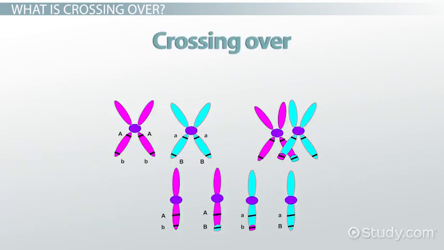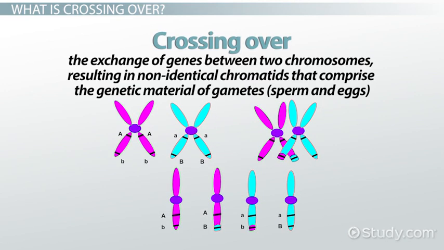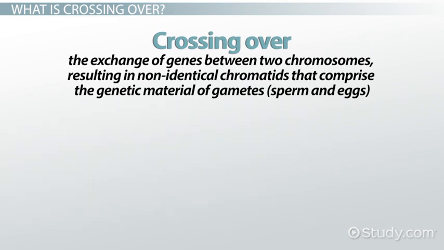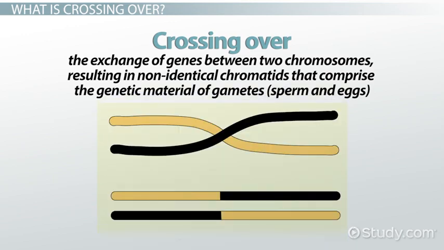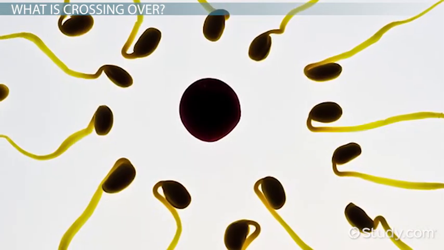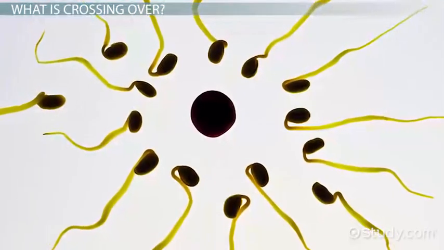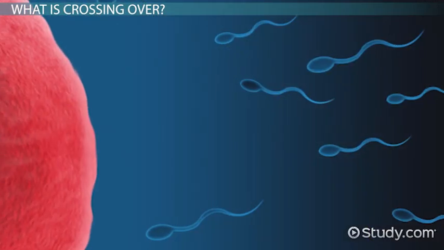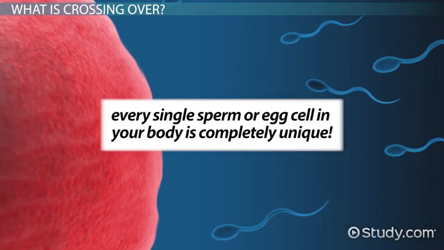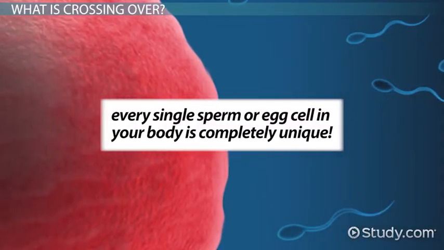over. Crossing over is the exchange of genes between two chromosomes, resulting in non-identical chromatids that comprise the genetic material of gametes, sperm, and eggs. This process results in the millions of sperm or eggs that are produced by an organism, each being different from one another. In other words, every single sperm or egg cell in your body is completely unique.